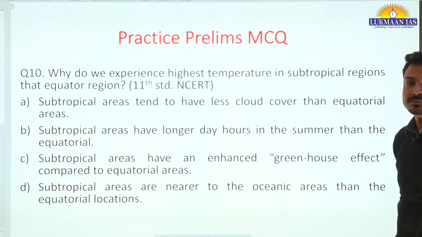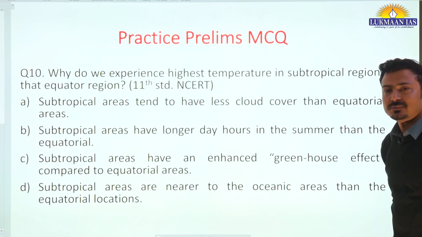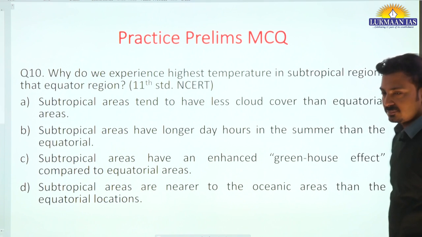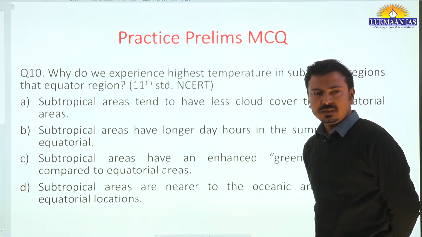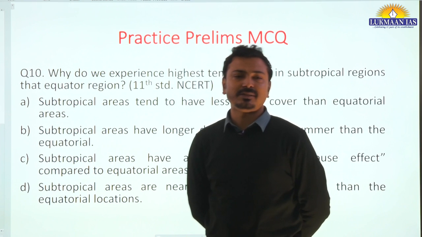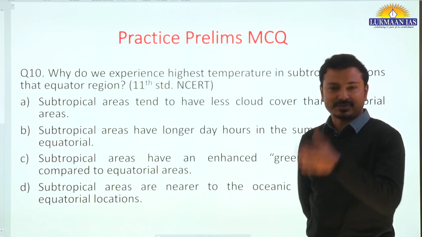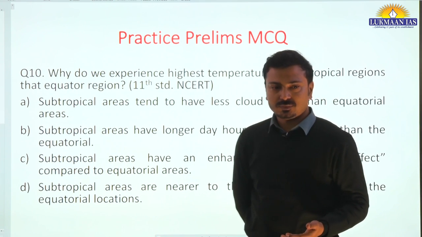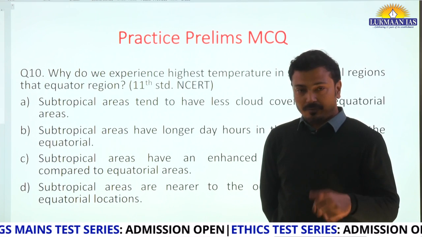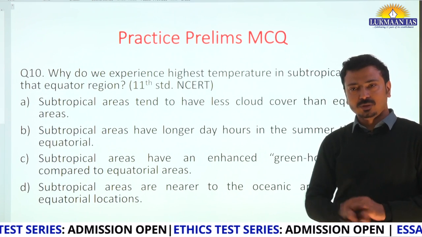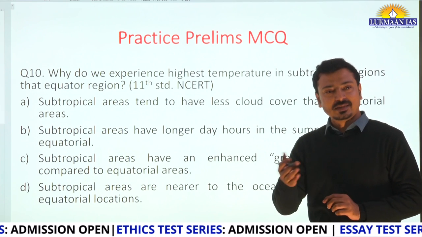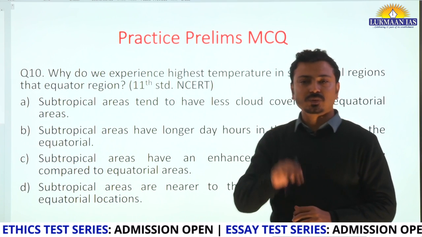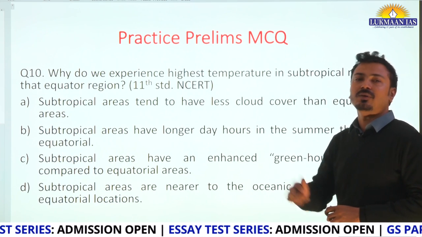Yes, first option. It is not having clouds, no. High pressure belt hai. So the wind is subsiding down. There is no upward movement of wind to form the clouds. So no clouds. What we see here in equator region, although there is more insolation, there is also cloud formation, right? So it restricts the total solar radiation reaching the ground because of cloud formation there.